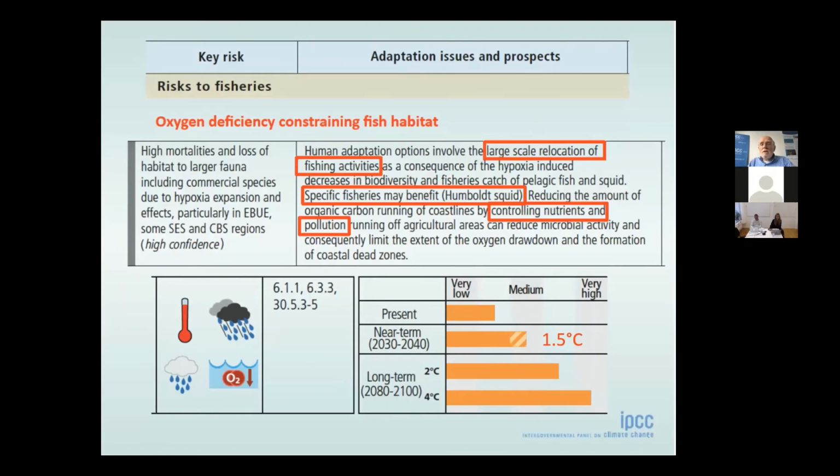Oxygen deficiency has been included in the assessments because it also causes a large-scale relocation of fishing activities. Specific fisheries may benefit. At the time, the Humboldt squid fishery was peaking, which is now collapsing again. And we can consider and control nutrient input and pollution eutrophication in that context.